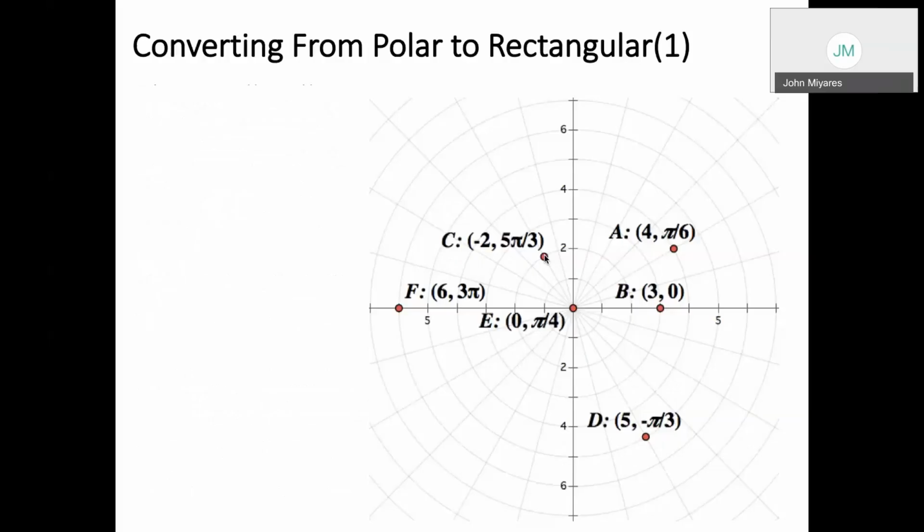Now let's talk about how we might convert a set of coordinates written in polar notation to their equivalent in rectangular notation. If I was to think about how we're going to do this, we want to consider the relationship between r and theta as they compare to x and y.